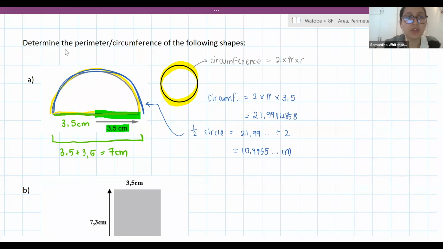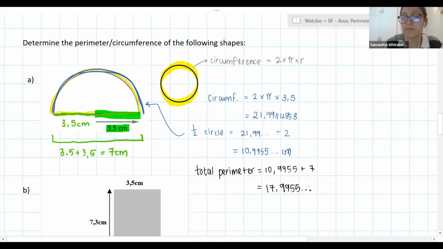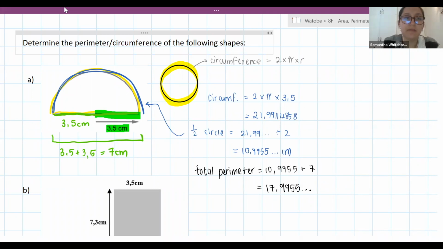And so now if I want the total perimeter, I need to add the curved surface plus the straight line, which is, oh, these words are so long, 10,9955, blah, blah, blah, plus 7 centimeters. And so when I add this, I end up with a total perimeter of 17,9955 whole long decimal. I'm leaving the decimal there just so that we can quickly chat about rounding.